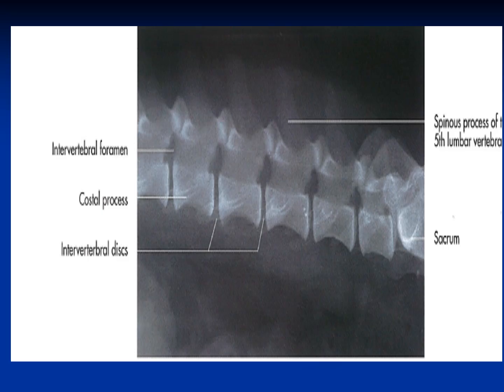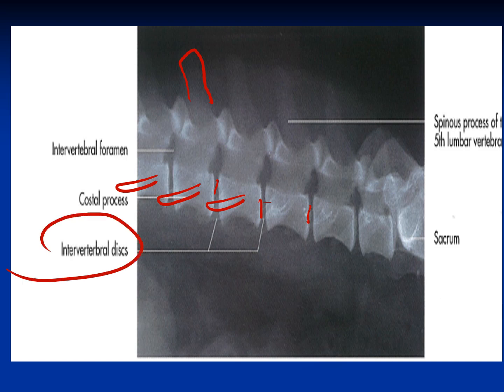You can see here, this is the spinous process, and these are the transverse processes of the thoracic vertebra. And the area here between the bodies, we call the intervertebral space, and usually in this intervertebral space we have the intervertebral disc.